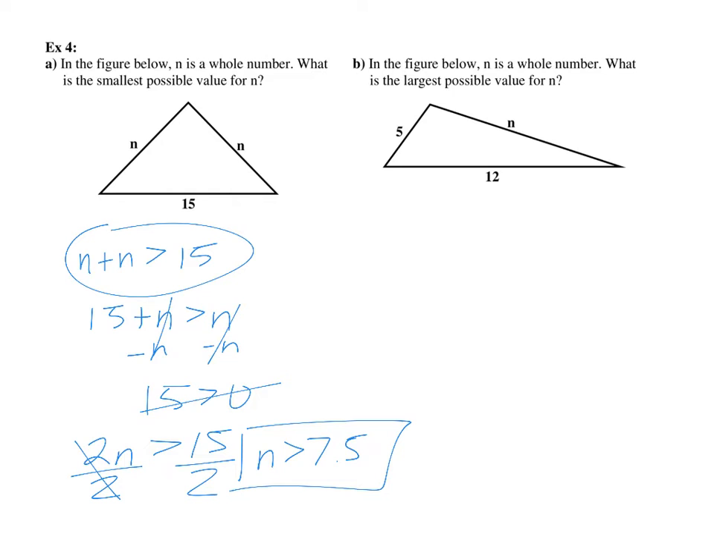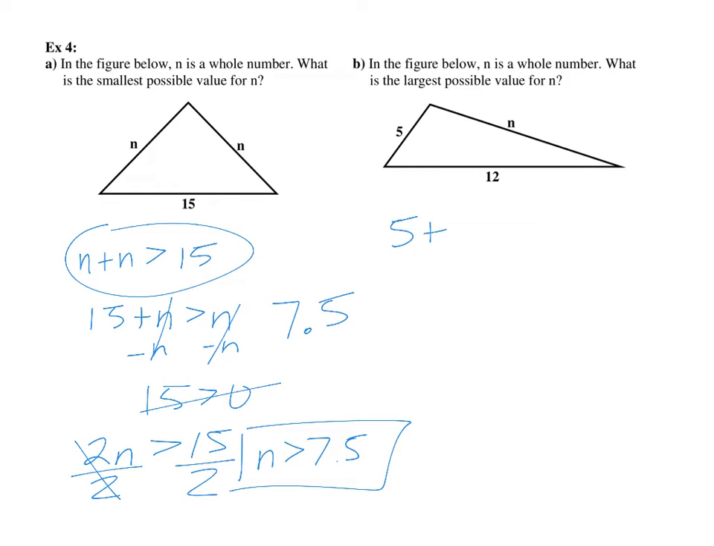Okay, that's your answer. Or you could just say 7.5. All right, it cannot be any less than that. All right, in the figure below, n is a whole number. What is the largest possible value for n?